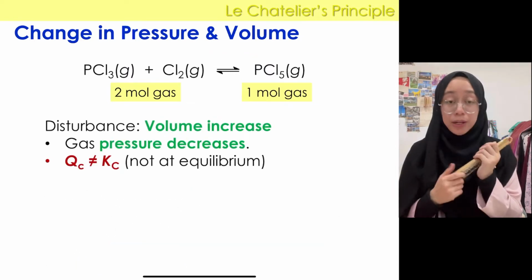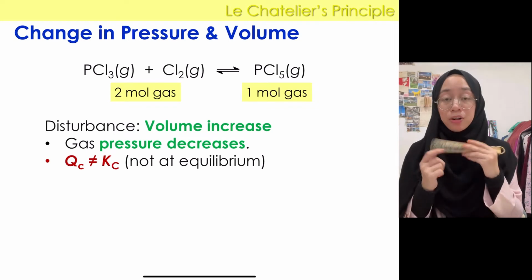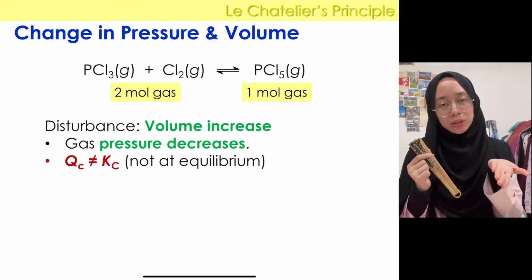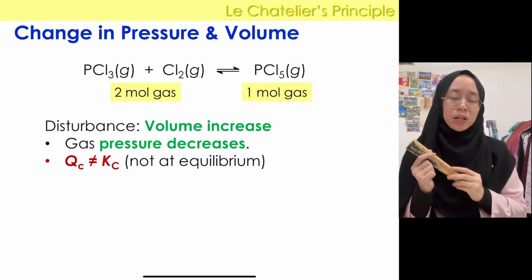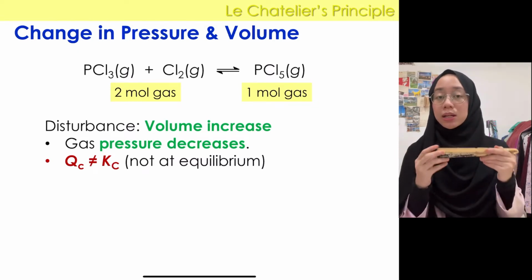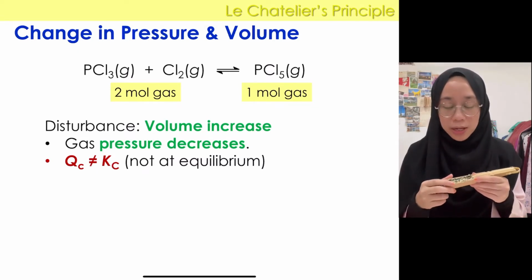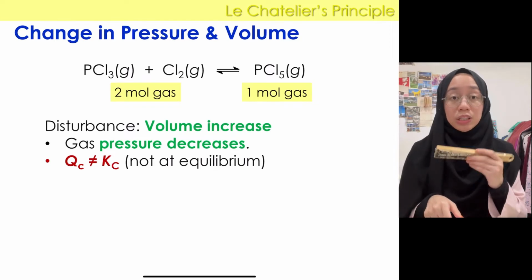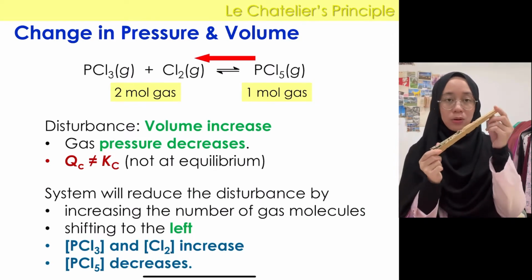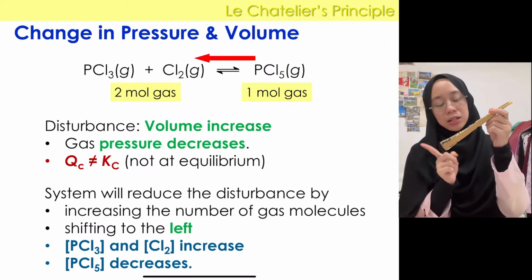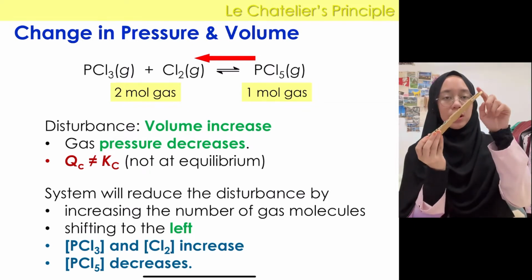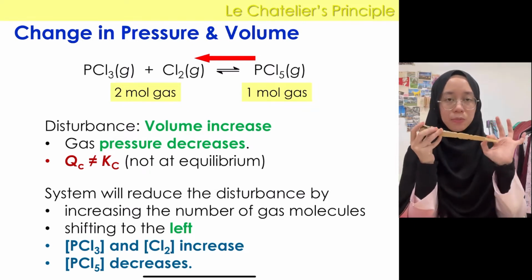But then next one, what if volume increase pula? So if volume increase, bermaksud pressure kita rendahkan. So kalau pressure rendah, bermaksud the system will try to increasekan balik the pressure. So kalau kita nak increasekan the pressure, bermaksud the system will prefer to go to the side that has larger number of mole then. So in this particular case, the system will shift to the left then. Okay, so meaning kalau dia shift to the left, so what's going to happen now is the concentration of kita punya reactant akan meningkat. Okay, meanwhile concentration of kita punya produk pula akan menurun.